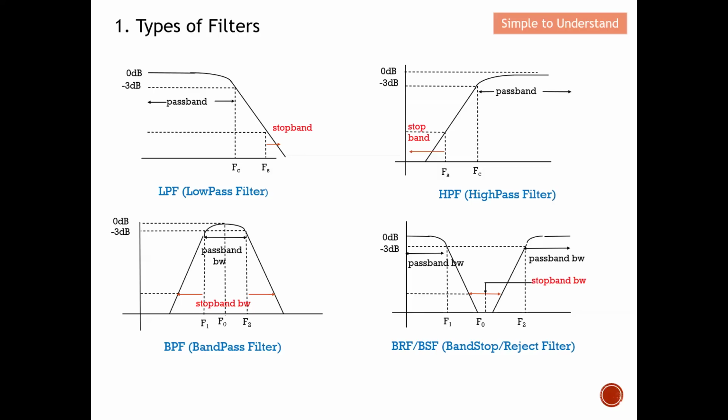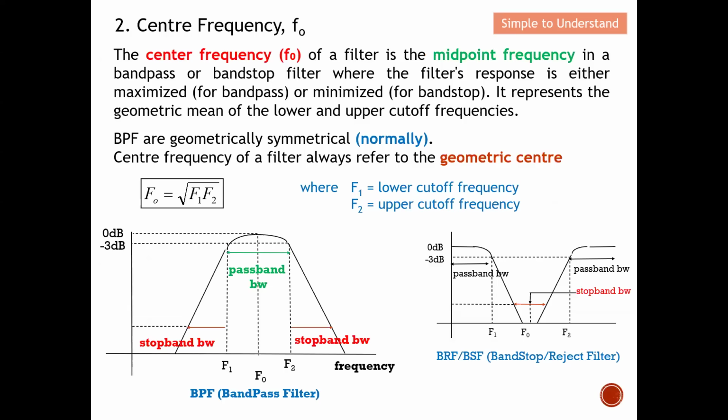Okay, so basically, this is the first one, which is the types of filter. Next will be the center frequency. The center frequency of a filter is the midpoint. So for example, for the bandpass filter, this is what we call the midpoint.